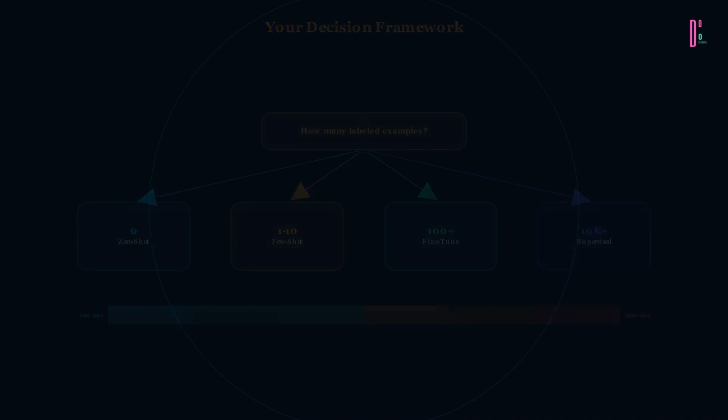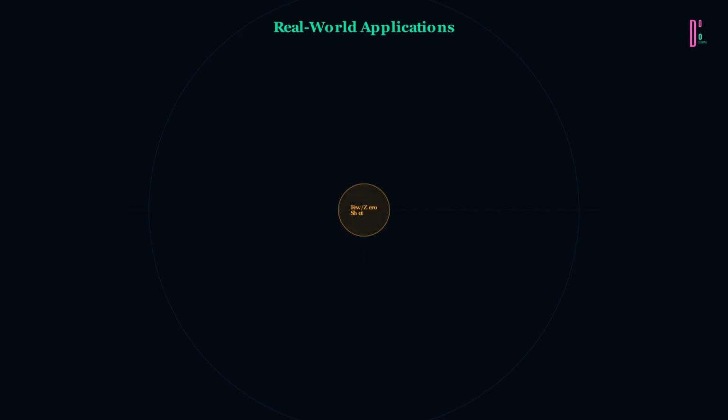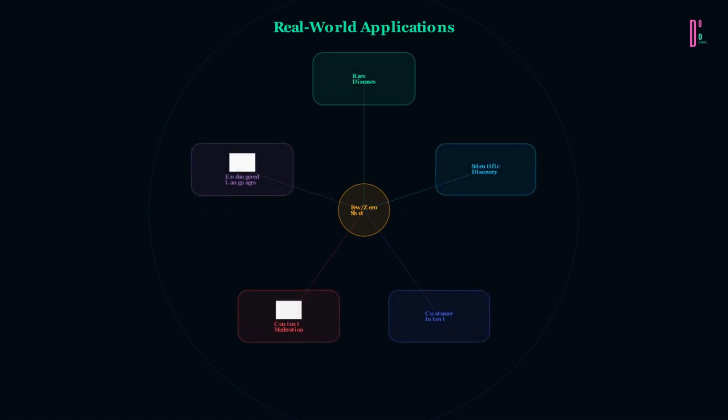100 or more labeled examples. Fine-tune a smaller, specialized model. More consistent, cheaper to serve. 10,000 plus? Full supervised training. Still the gold standard when maximum accuracy justifies the investment.